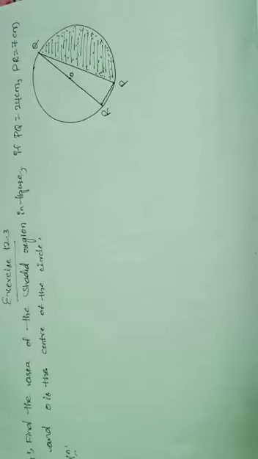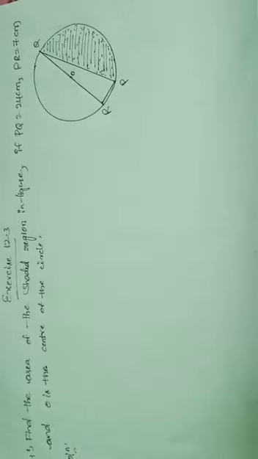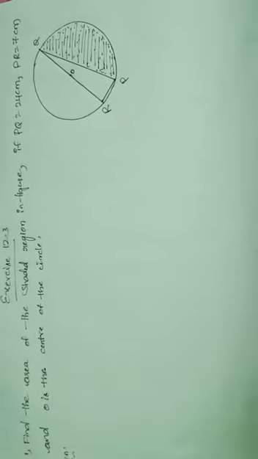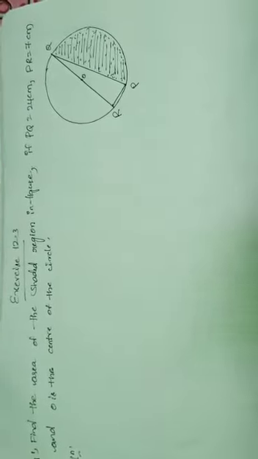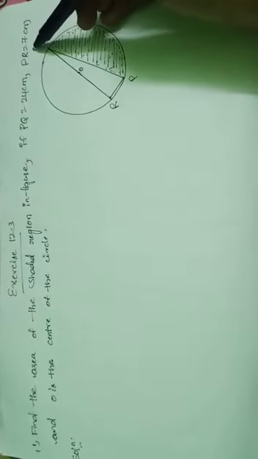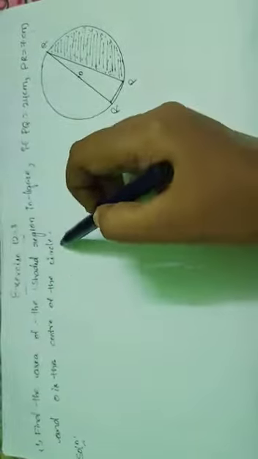Today we are going to discuss exercise 12.3. First question: find the area of the shaded region in the figure, if PQ equals 24 centimeters, PR equals 7 centimeters, and O is the center of the circle.